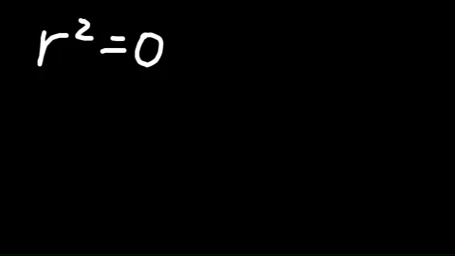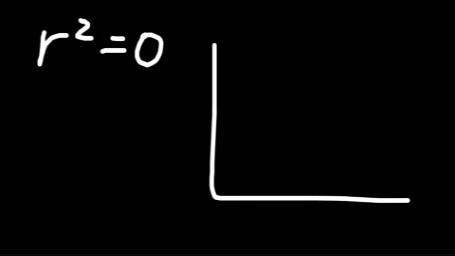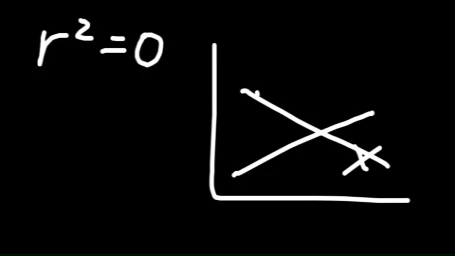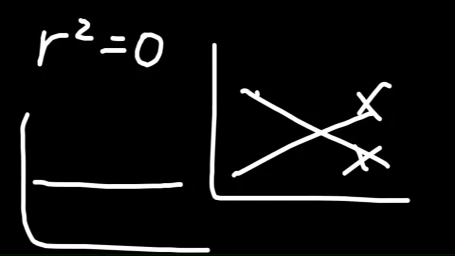For the second question, a coefficient of determination of 0 means the two variables involved are not related. Coefficient of determination is R squared. If R squared is 0, yes, for the linear relationship, you can say that it is not related, either not this one or this one. It can be something like this.